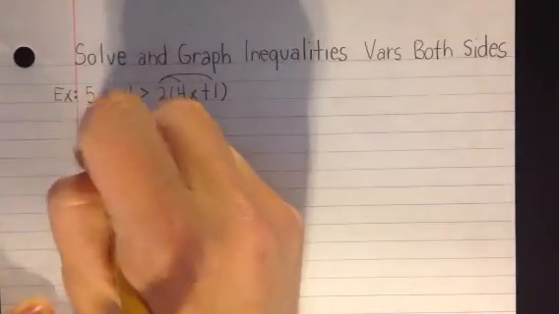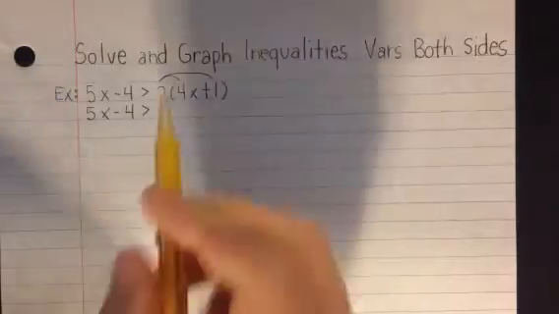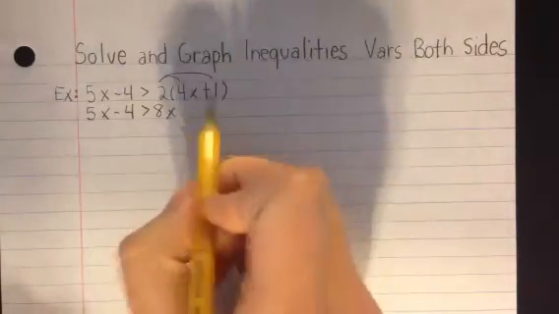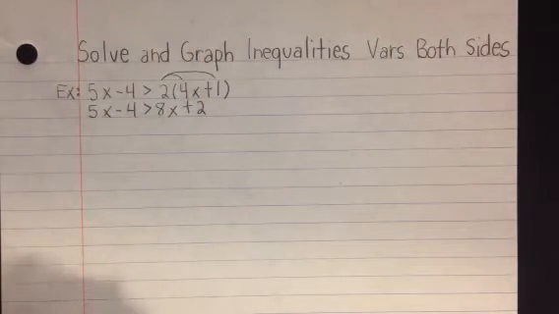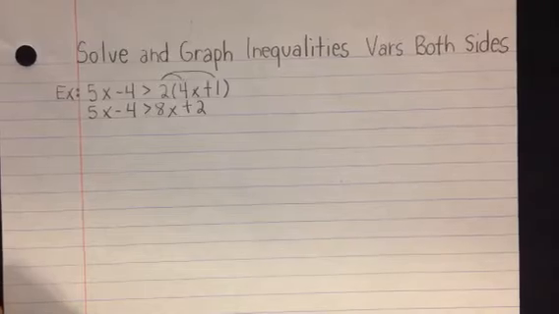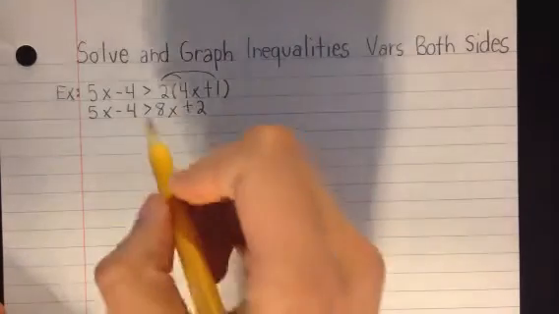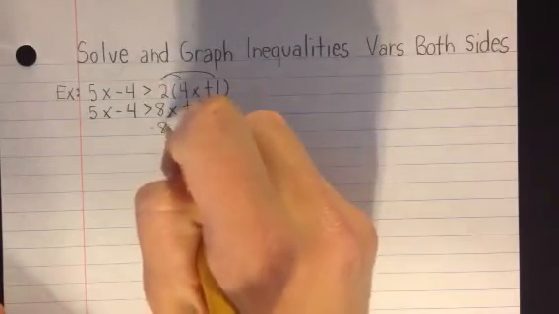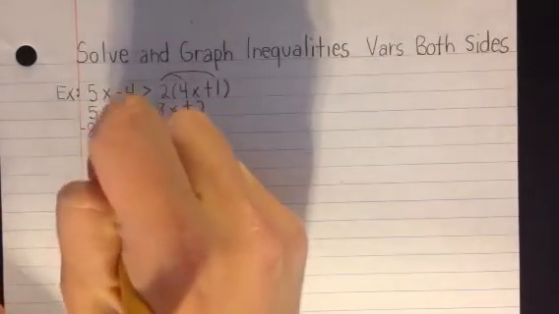So I'm just going to drag down the 5x minus 4 because we're not messing with it. And then when I multiply 2 times 4x, I get 8x. 2 times 1 is a positive 2. Now that I've distributed, I need to get variables on the left and numbers on the right. So I'm going to get the positive 8x on the left by subtracting 8x from both sides.